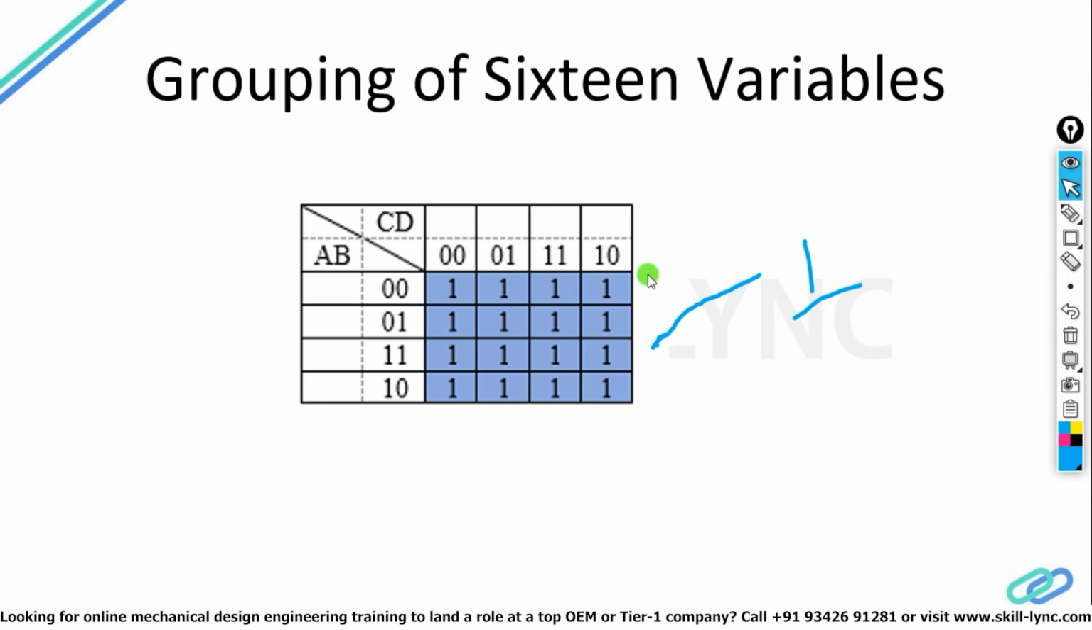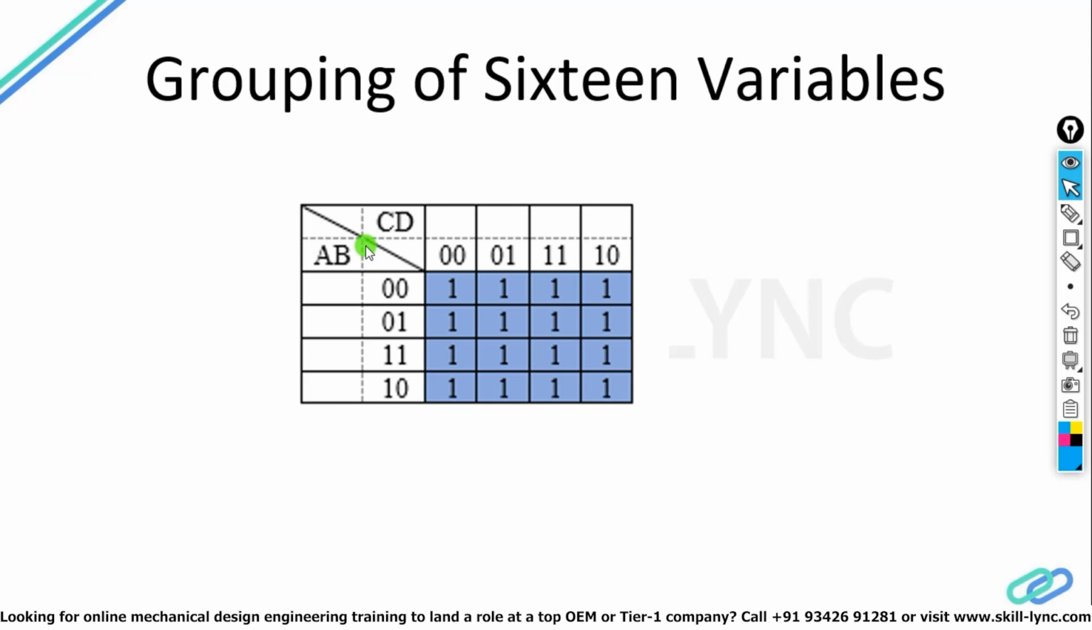Why is the answer 1? Because in this case all the ones are filled. So if all the groups are filled with 1, the single answer is 1. This is the case of SOP. If the same is with the case of POS, all the 16 boxes are filled with zeros. For example, if all the 16 variables are filled with zeros, then your answer will be 0. Straightforward, just write 0. So this is how we can write in K-map, how we can plot it, and how we can group it.